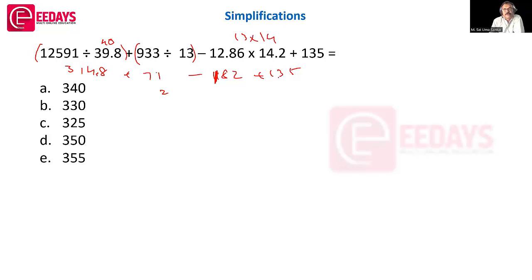315 plus 135. That is equal to how much? 320, 350, 450. 450, 520 minus 182. What happened? Let us take 180. This is equal to how much? 200, 320, 340 approximately. 340 approx. So what is the answer? Option A is the correct answer.